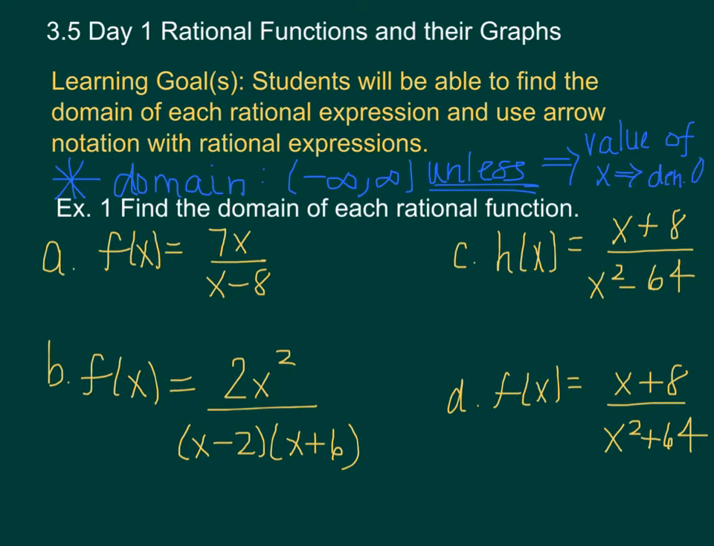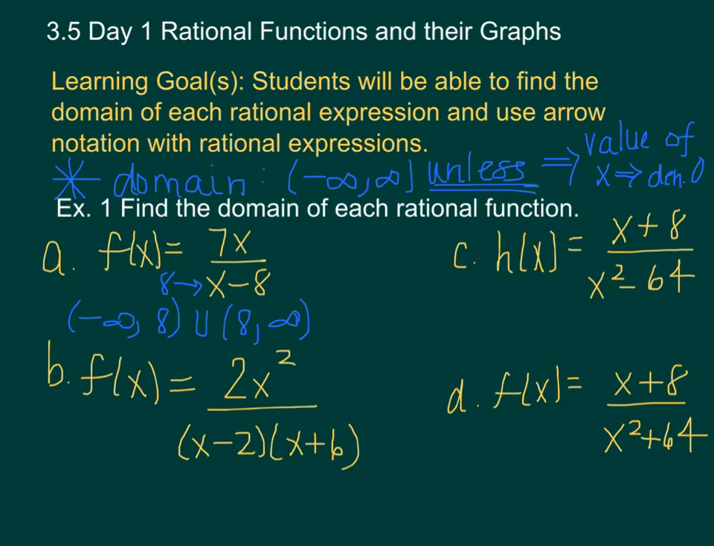So look at example 1a. Is there an x that would make the denominator 0? So if you said 8, you were right. So that means we can use everything except for 8. So everything to the left would be negative infinity to 8, not including, union 8 to infinity.